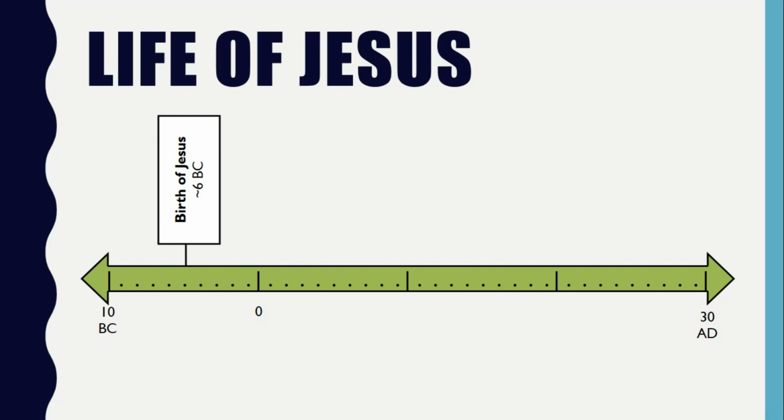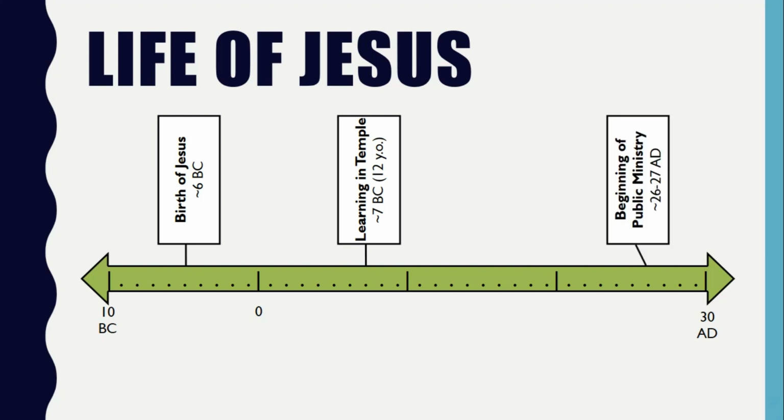Christ is born sometime around 6 BC, about 6 years before the turn of the millennium. At around 7 BC, Jesus is 12 years old. We have the story of him getting lost and then learning in the temple with the elders. He begins his public ministry around 26-27 AD, and then his death, burial, and resurrection all happen in 30 AD.